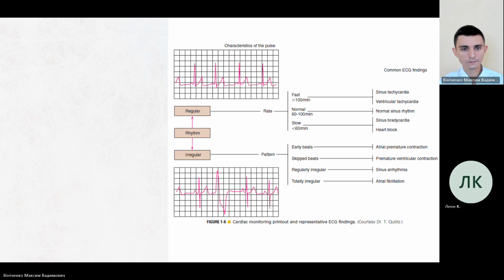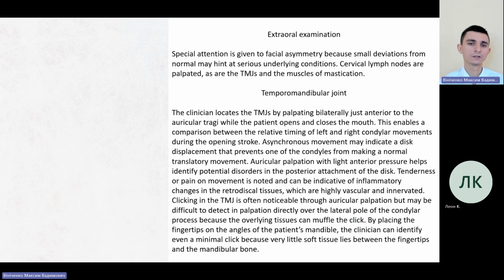Extraoral examination. Special attention is given to facial asymmetry because small deviations from normal may hint at serious underlying conditions. Cervical lymph nodes are palpated, as are the TMJs and the muscles of mastication.